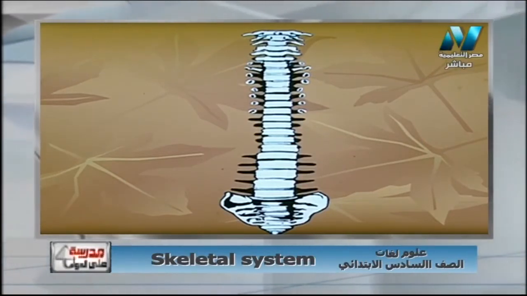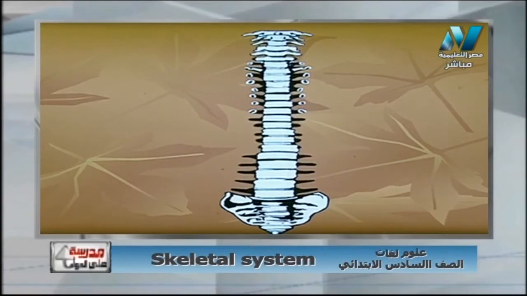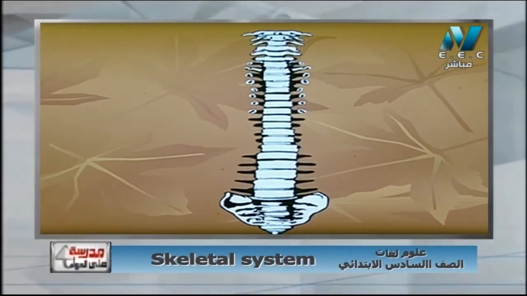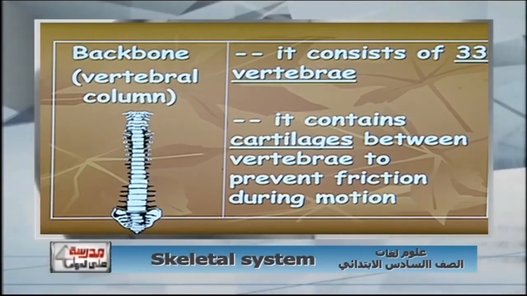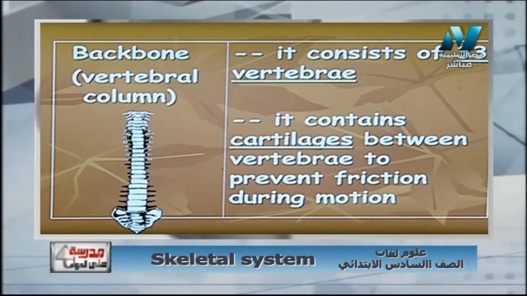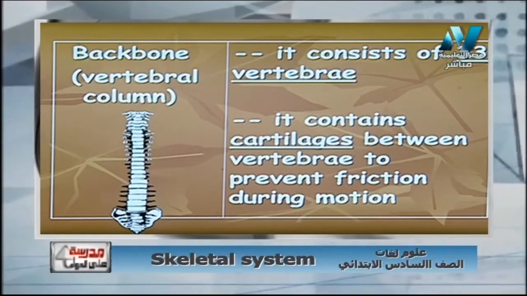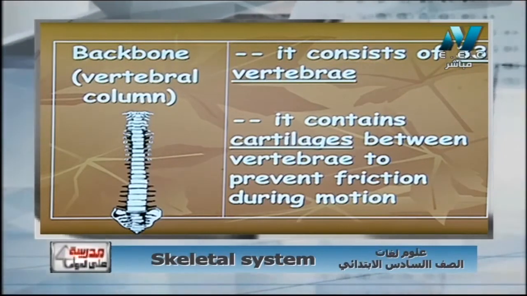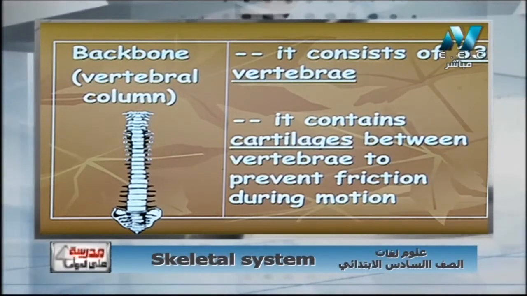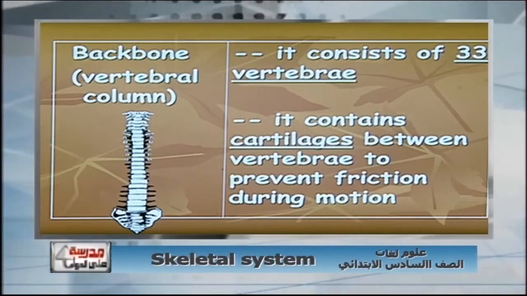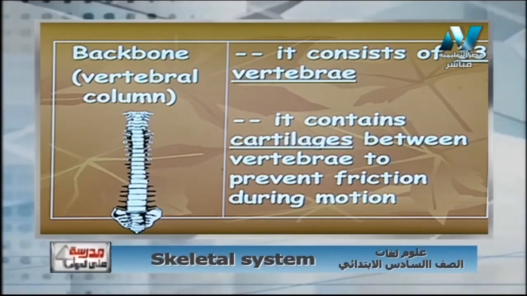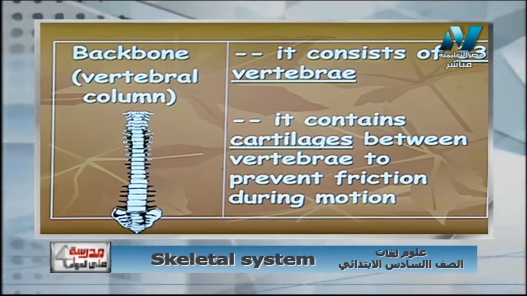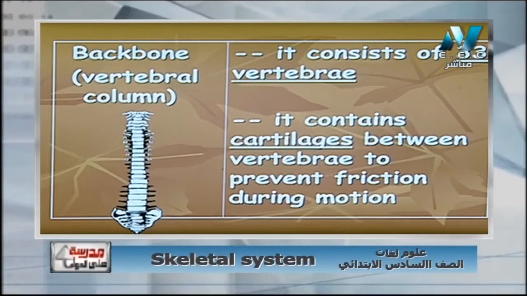It is the backbone، هو موجود في الظهر، العظمه الكبيره قوي اللي في الظهر، وهي مش عظمه واحده. هي 33 vertebra. Backbone or vertebral column, it consists of 33 vertebra، بيتكون من 33 فقرة، مش عظمة واحدة، يعني هو عبارة عن فقرات أو أجزاء. It contains cartilage، كلمة أول مرة نسمعها في حياتنا. يعني إيه cartilage؟ يعني غضروف. بيكون في غضاريف between vertebra to prevent friction during motion.